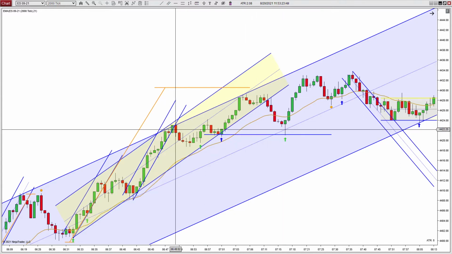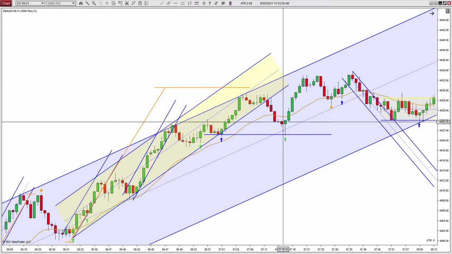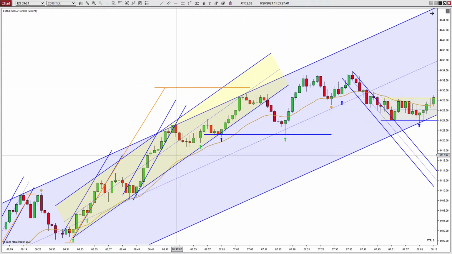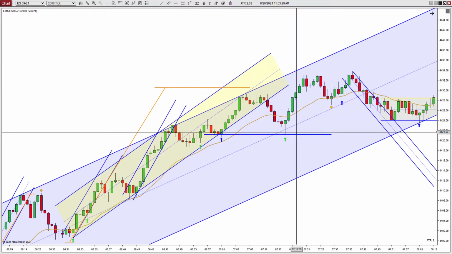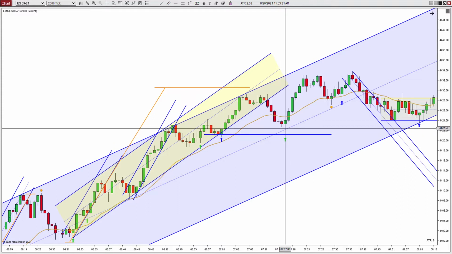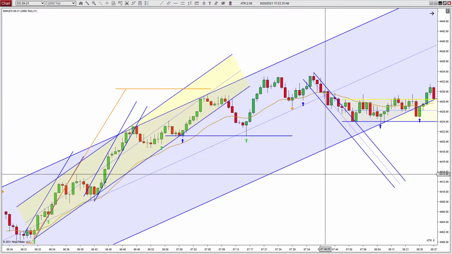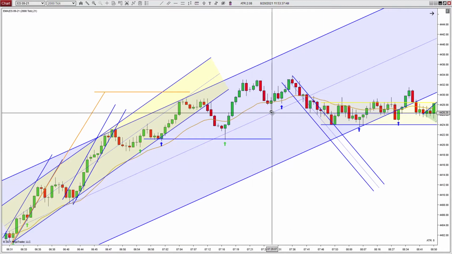We did touch the upper side twice, but if you understand that we're probably going to get a retest of this yellow channel and it's a really strong trend and it's off of the midline and you trust it, take that trade. All right. Oh, we got another orange one here.